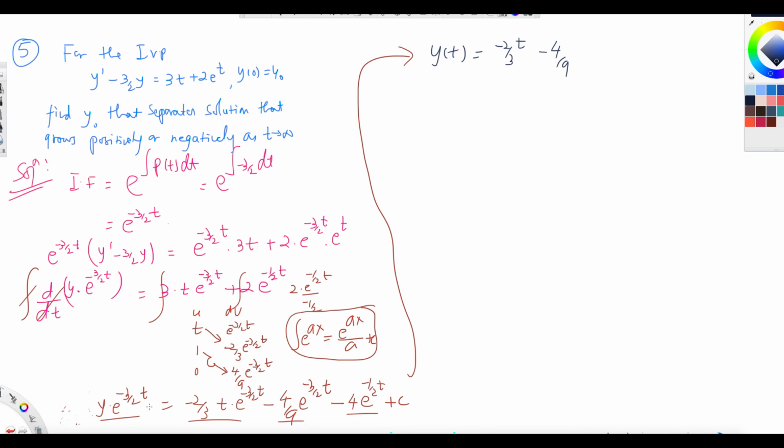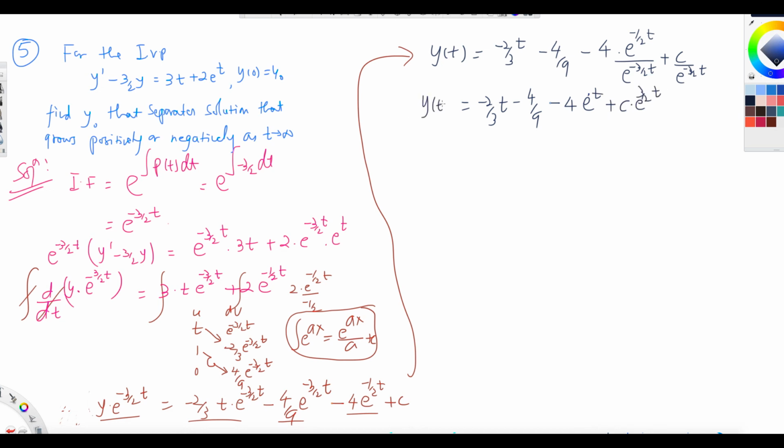And it cancels with that one, negative 4/9, and then minus 4 times, you divide this by e to the negative 3 half t. What happens? E to the negative 1 half t divided by e to the negative 3 half t, and then plus c, right? Now if you simplify that, you will get negative 2/3 t minus 4/9, and then minus 4 times, oh, by the way, I forgot to divide this by e to the negative 3 half t. So minus 4 e to the negative 3 half moves to the top and becomes e to the positive 3 half. Positive 3 half minus 1 half will be just t, e to the t. And then plus c times e to the 3 half t.